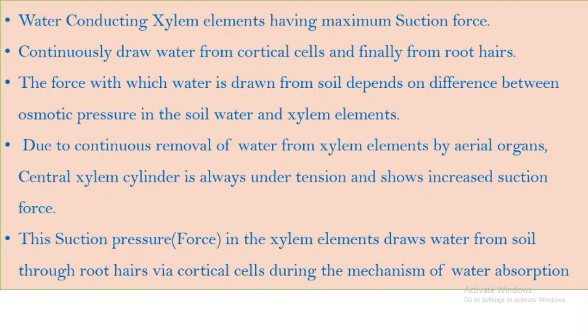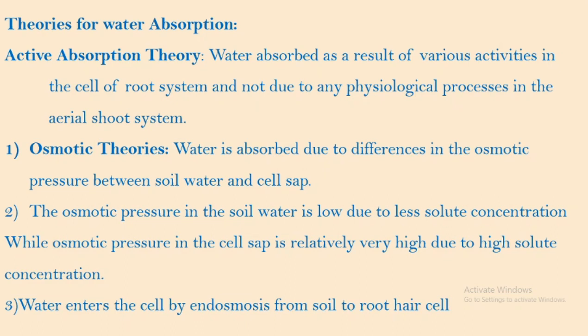Due to continuous removal of water from xylem elements by aerial leaves, that is the aerial organs, the central xylem cylinder always has increased suction pressure. This suction pressure in the xylem element draws water from soil through root hairs via cortical cells, and this is nothing but the mechanism of water absorption. There are two theories for water absorption. The first one is the active absorption theory, and the next one is the passive absorption theory.